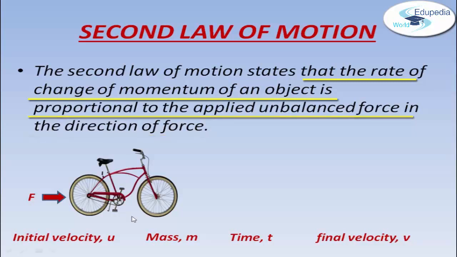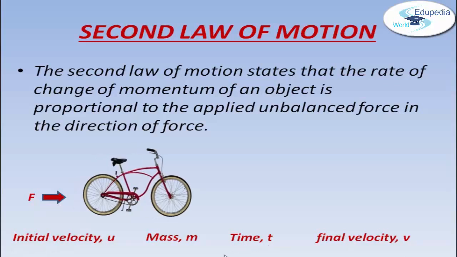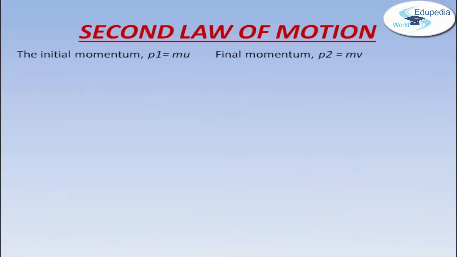Let's say we have the same cycle. The initial velocity of the cycle is u, the mass of the cycle is m. If we apply, let's say here, an unbalanced force, which is capital F, then in time t, let's say the cycle moves some distance and it now attains a final velocity v. In this case, the initial momentum of the bicycle we say is p1, let's say.